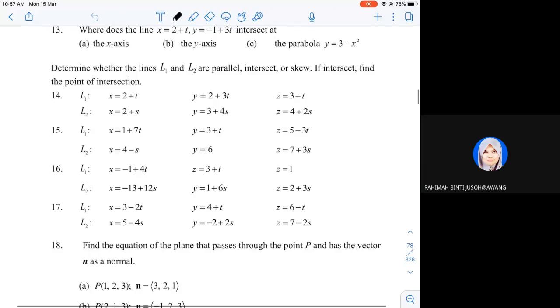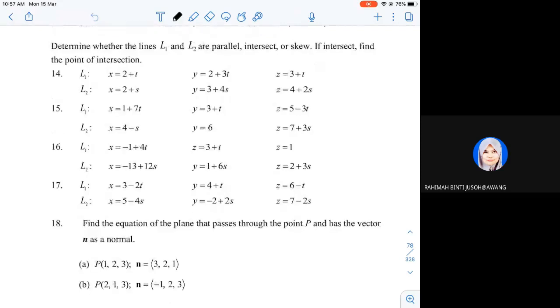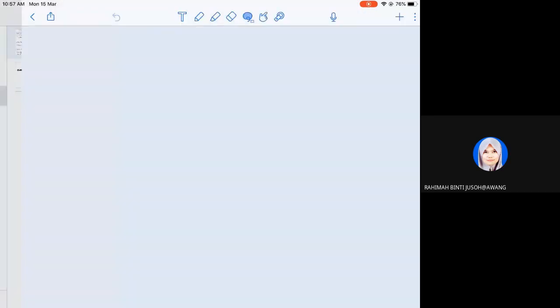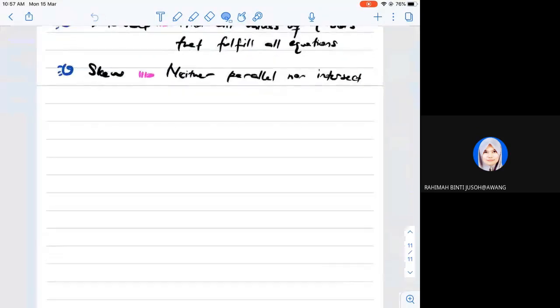Okay, question number 14 to 17. Choose one question. We want to test parallel, intersect and skew. Which question? Choose one, guys. Question 16 is the easiest, the z equals 1 is already given. 17. Okay, we do question number 17, a bit more challenging, since I'm doing it in class anyway. Question number 17.